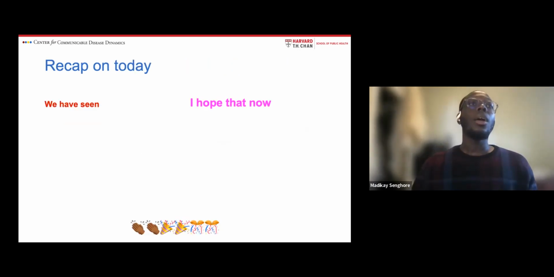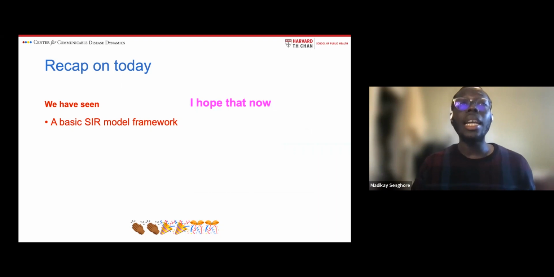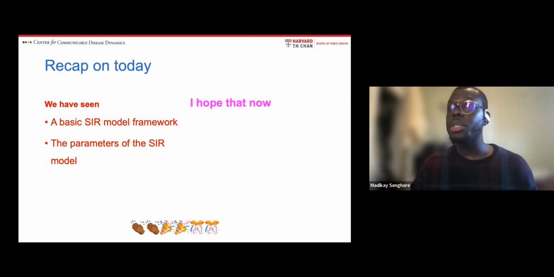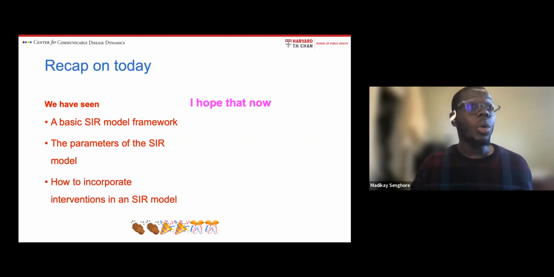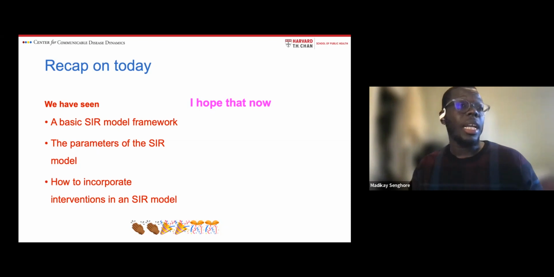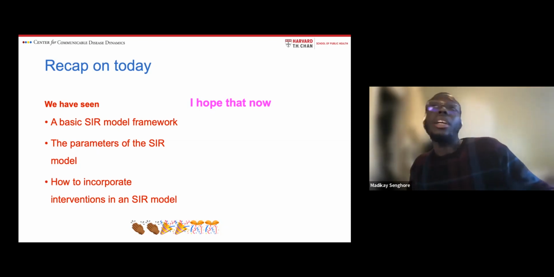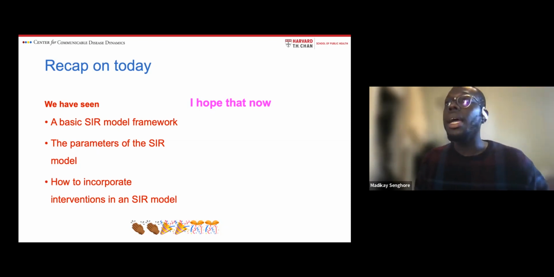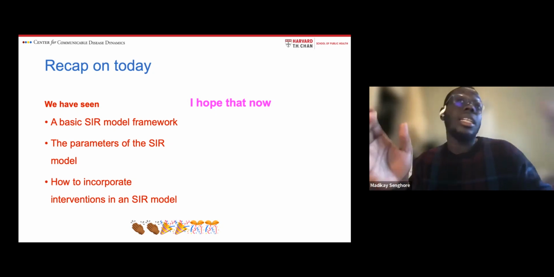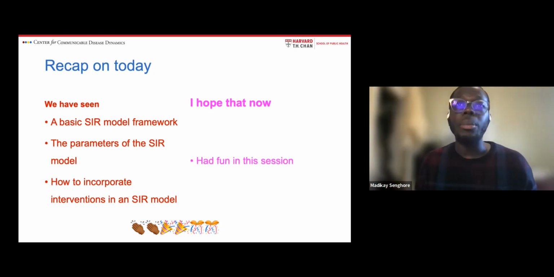So a quick recap, I hope that I did a good job of introducing you to the basic SIR model framework, of introducing the basic parameters of the SIR model, so the transmission coefficient, and also the recovery parameter as well. And I also hope that it's been clear to you how you can incorporate interventions in a simple SIR model and how that can translate to what you're seeing when you actually run the model.